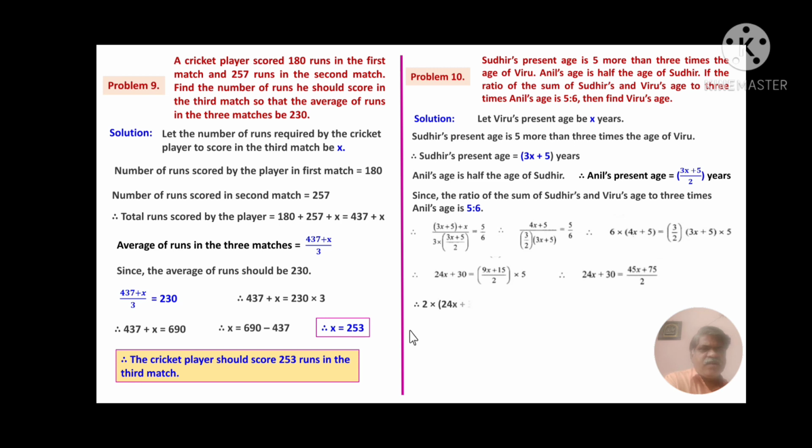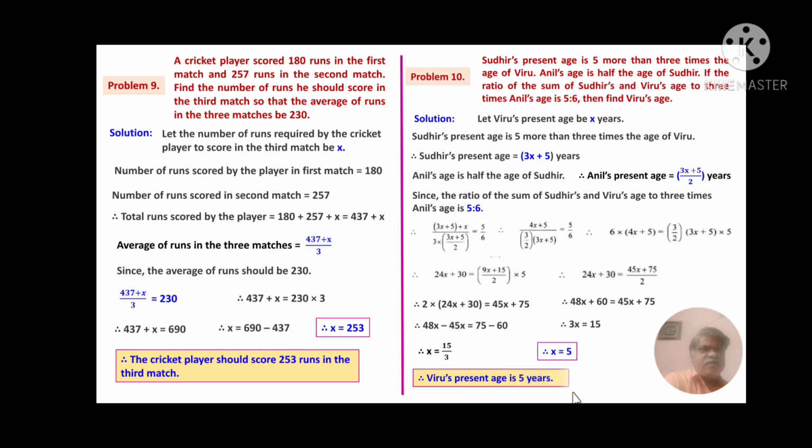2 is brought to this side, multiply 2 into bracket 24x plus 30 is equal to 45x plus 75. So to the left hand side it will be 48x plus 60 is equal to 45x plus 75. So 45x from the right hand side brought to the left and the 60 taken to the right hand side. So it will be 48x minus 45x is equal to 75 minus 60. Therefore we are getting 3x is equal to 15. Therefore x can be written as 15 upon 3. Therefore x is equal to 5. So now Viru's present age is 5 years.